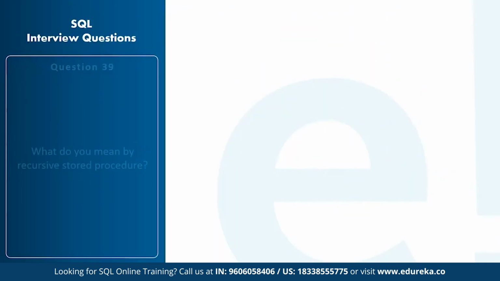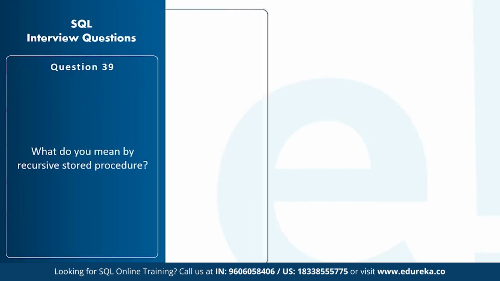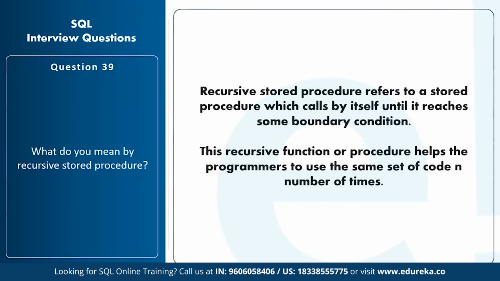Now let's move forward to our next question, that is, what do you mean by recursive stored procedure? Recursive stored procedures refers to a stored procedure which calls itself until it reaches some boundary condition. This recursive function or procedure helps the programmers to use the same set of code n number of times. So basically you'll first mention the boundary condition and then you'll use the recursive stored procedure to check if it calls itself till it reaches the specified boundary condition.